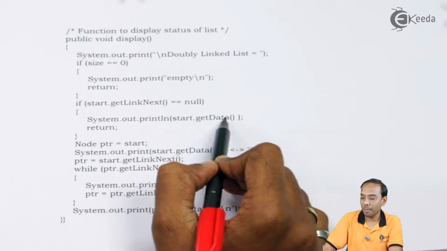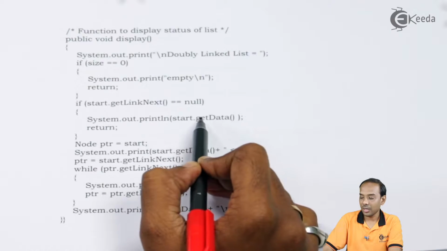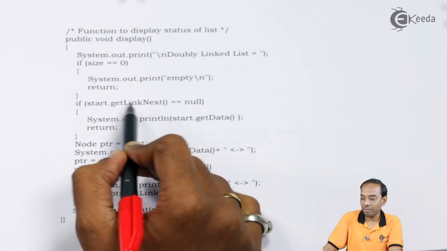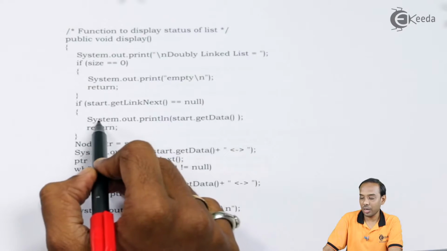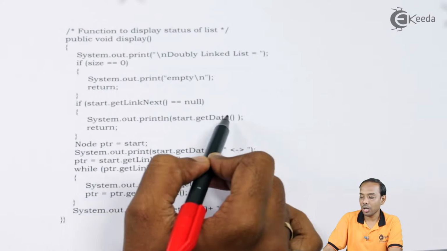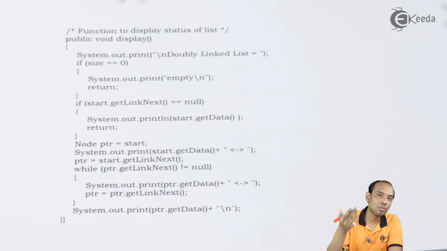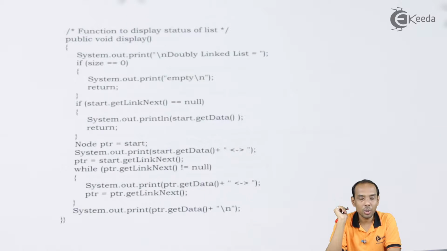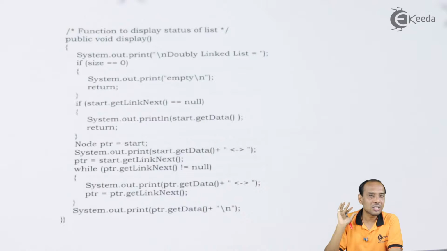So I'm going to call the method that is called get data. On which object? Start object. So I write down system.println start dot get data. So the get data value will be given. Now this is the case where next is not going ahead. It means the end of the linked list. So start dot get link next is equal to null, and we have to get the value of start. So to get the value of start, I am going to write start dot get data.